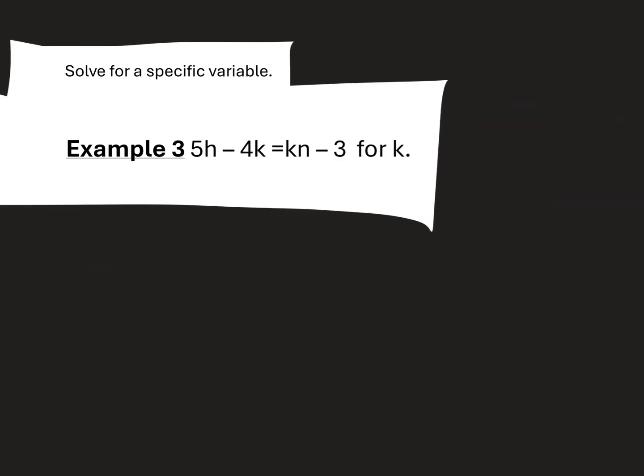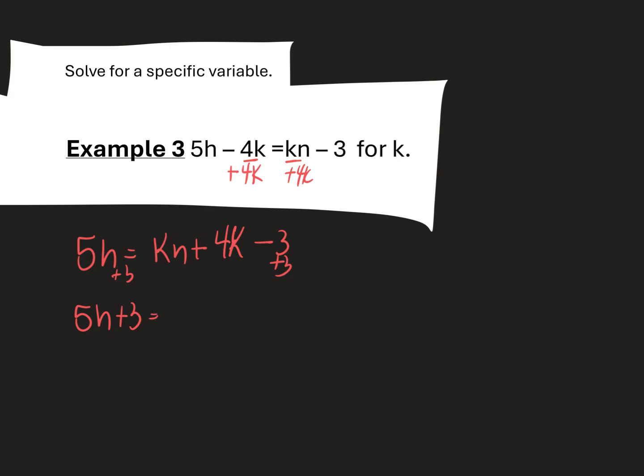Example 3, I want to solve for k. I do have two k's. So let's move them to the same side. I'm going to add 4k to the other side. 5h is going to equal kn plus 4k minus 3. Then I'm going to add 3 to both sides. So 5h plus 3 is going to equal kn plus 4k.